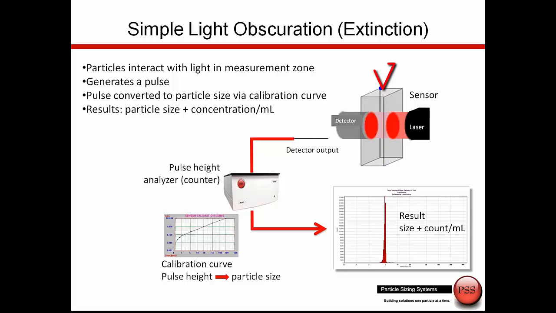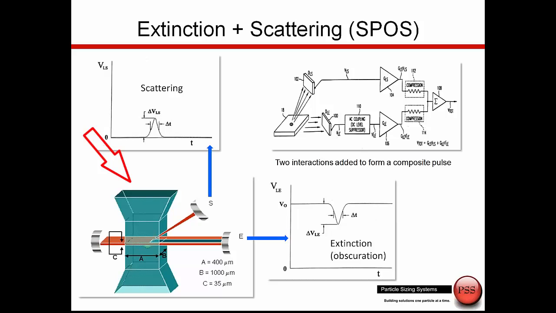As the particle passes through the light source, it generates a pulse. The height of this pulse is proportional to the size of the particles. The detector output is fed to a pulse height analyzer, the counter. A calibration curve is used to equate pulse height to particle size. One at a time, we build the particle size distribution, both the particle size and the concentration in particles per ml. In the lower left corner, we see the basic schematic for the measurement zone.